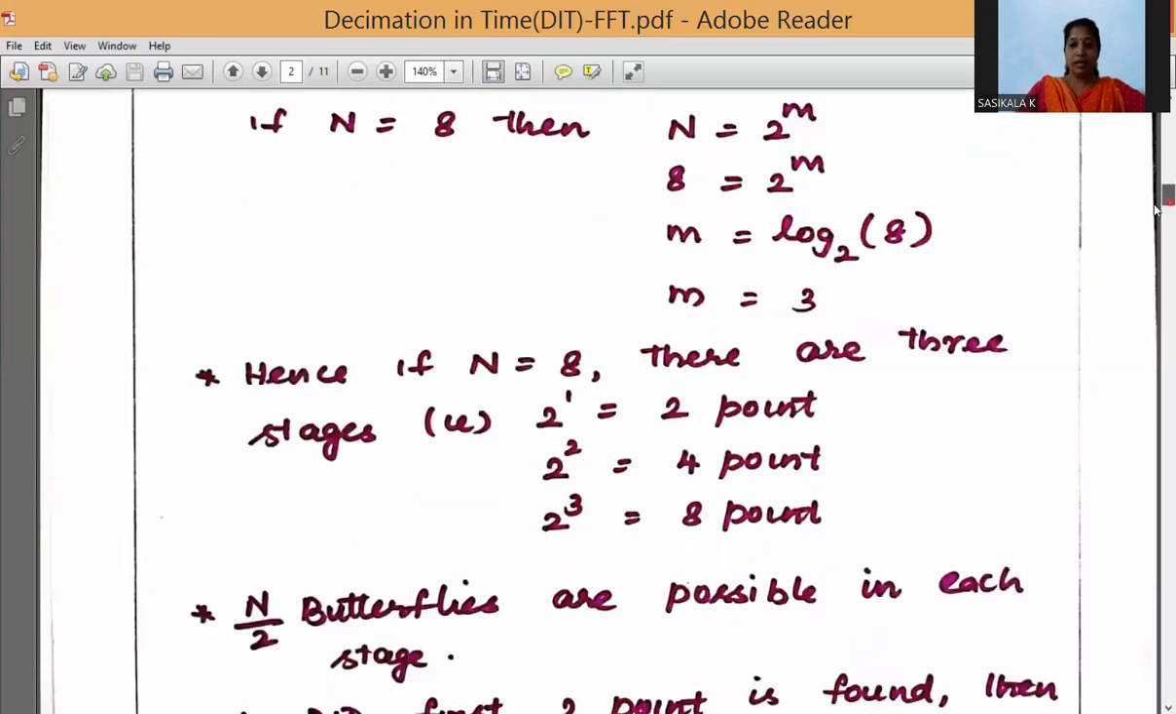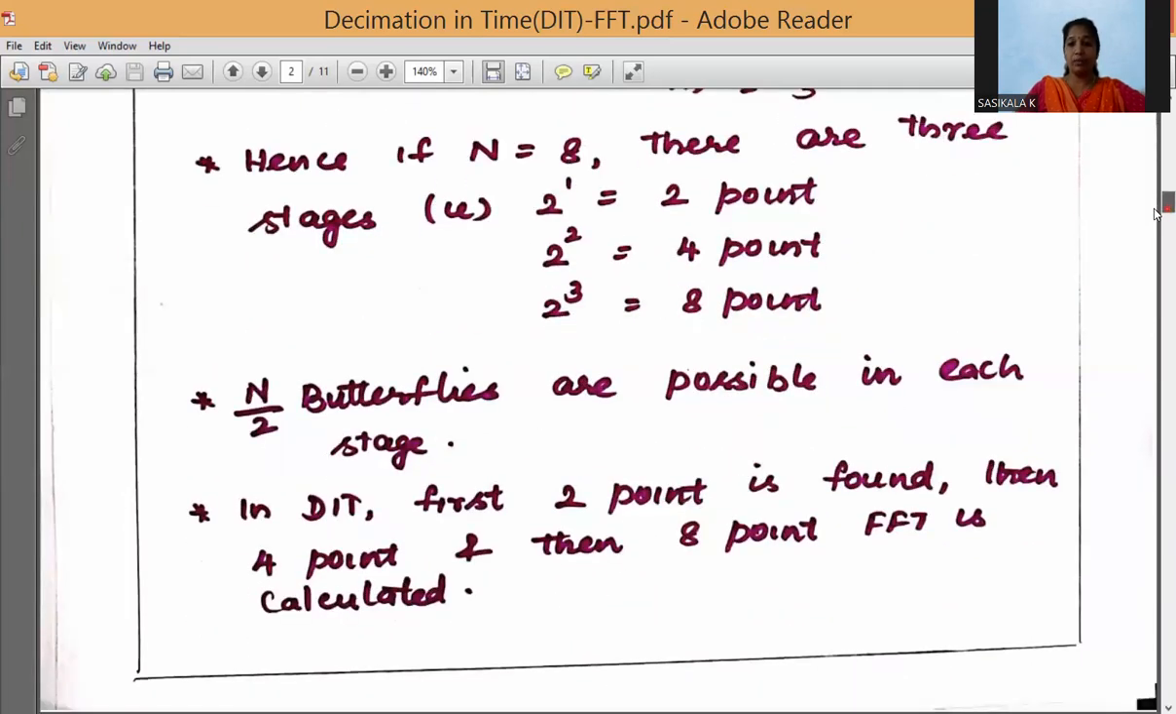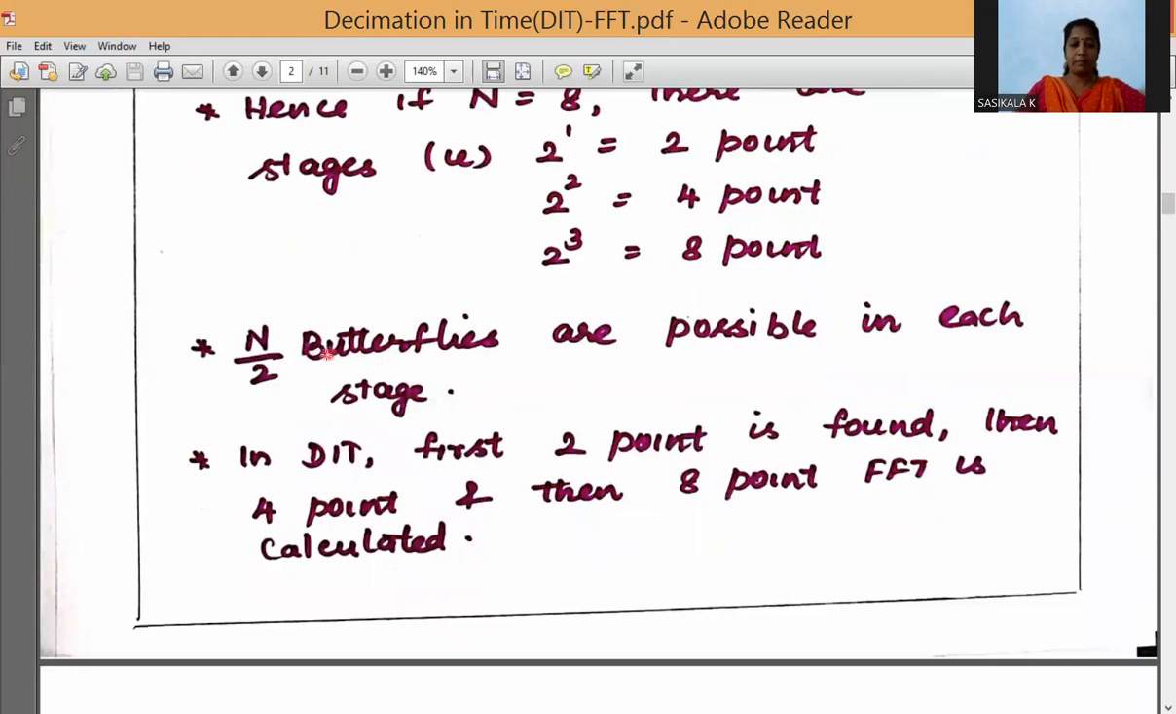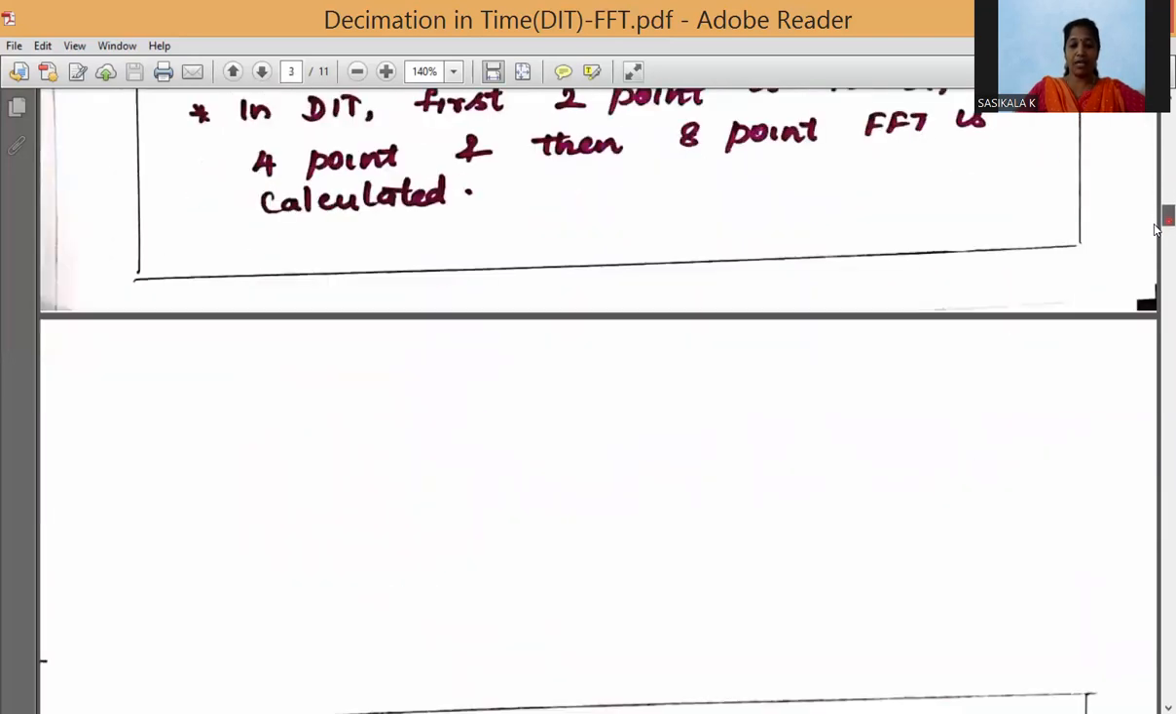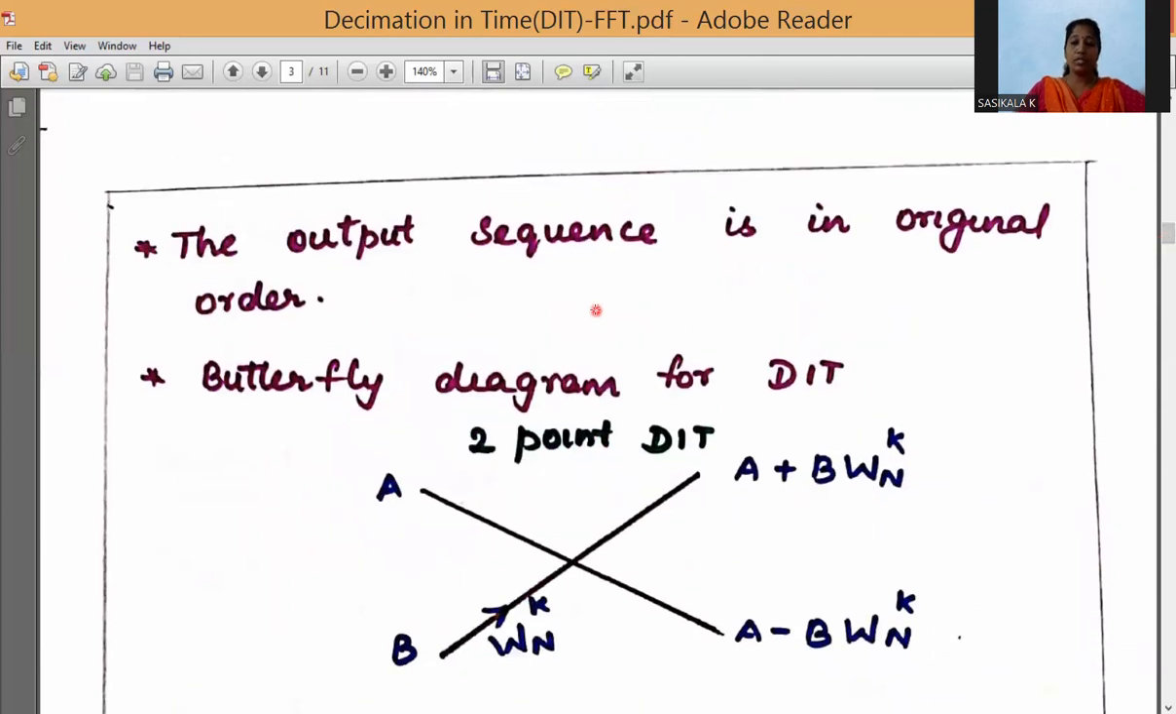So we'll have 3 stages, and in each stage you'll get 4 butterflies for N equal to 8, because N by 2 is 8 by 2, which is equal to 4. So 4 butterflies are possible in each stage in the case of 8 point DIT. Now in DIT, we need to first find the 2 point DIT, then 4 point, and then the 8 point FFT has to be calculated. And the output sequence is written in the original order.